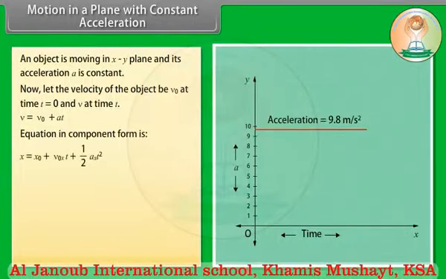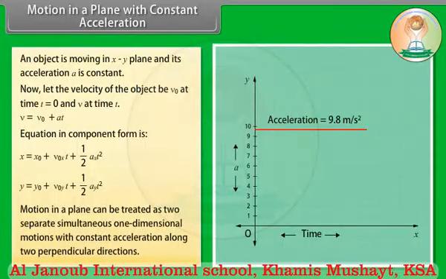We conclude that motion in a plane can be treated as two separate simultaneous one-dimensional motions with constant acceleration along two perpendicular directions. These results are also valid for three-dimensional motion.